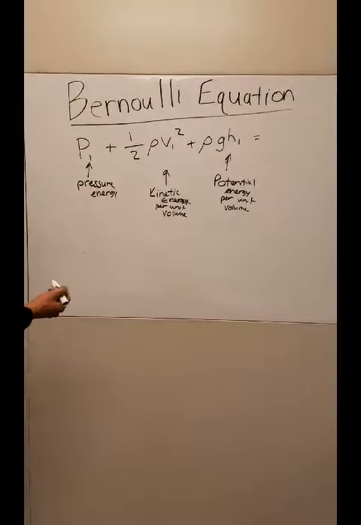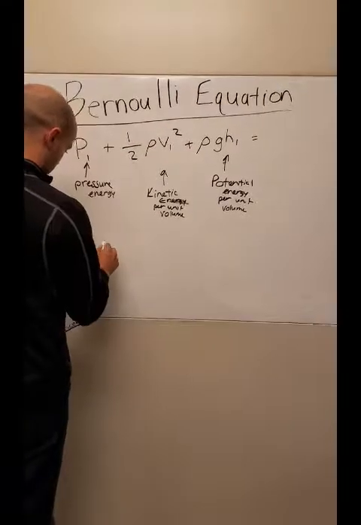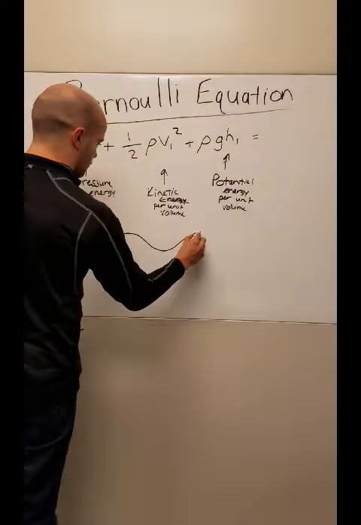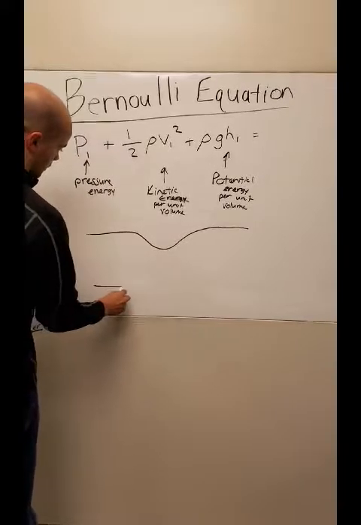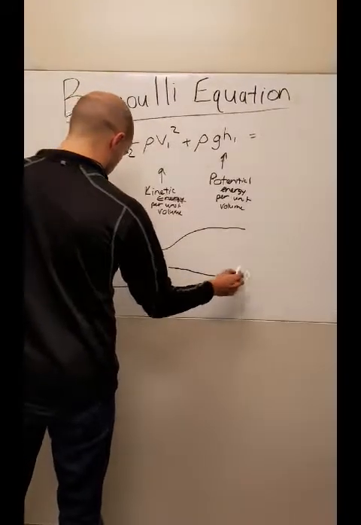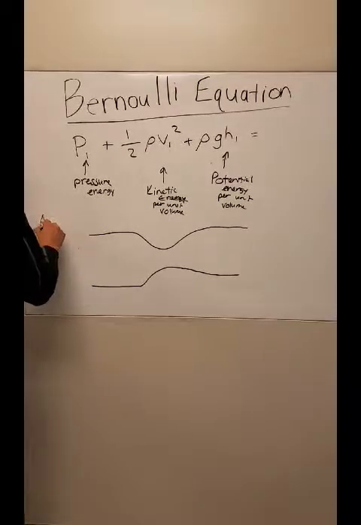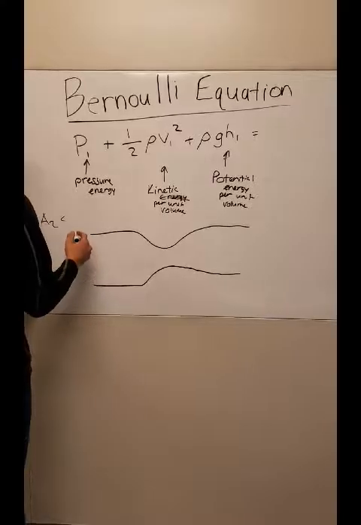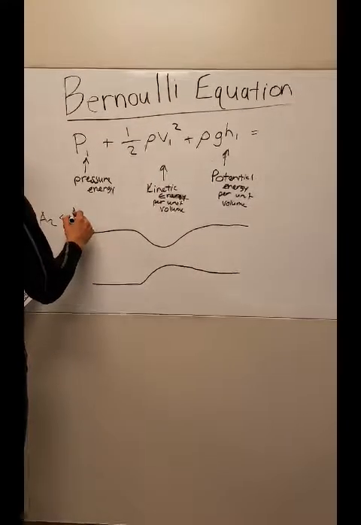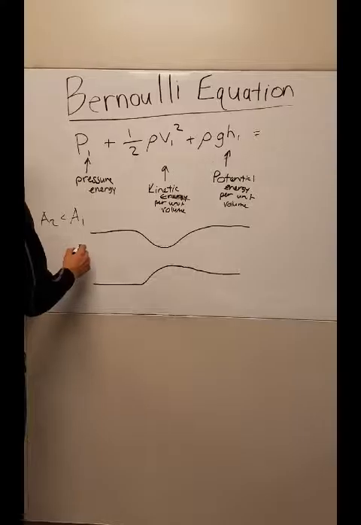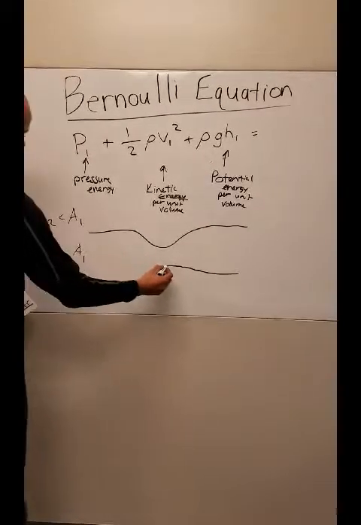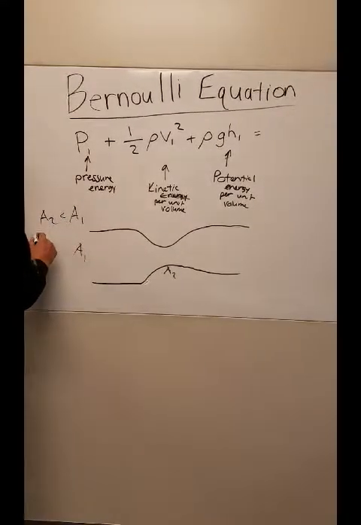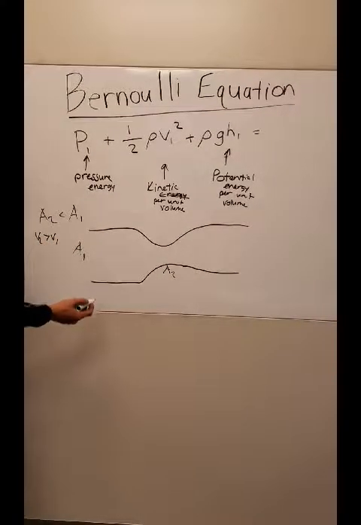A good way to depict this would be in your classic Bernoulli example of a pipe with a constricted area. You make the assumption that this is a laminar flow. The assumption is also made that A2, which is this area, will be less than A1, which would be this area. So A1 would be your radius here, A2 is going to be that area there, and V2 is going to be greater than V1.